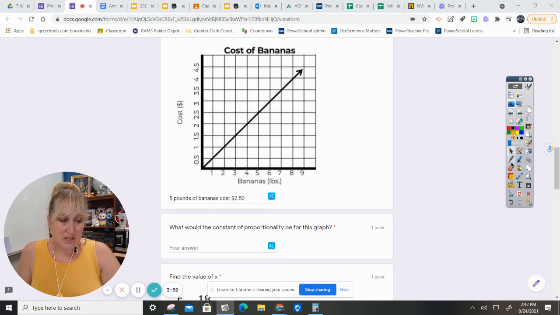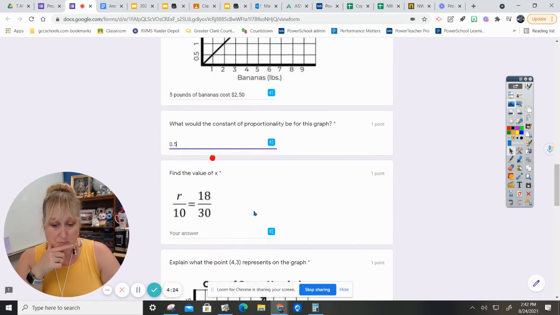Now, we've covered this, but we're covering it more. This is one that's supposed to be easy. We look for the 1. See the 1 right here in the x? Where does it cross? It crosses at 50 cents. So the constant of proportionality for this graph would be 0.5, 50 cents, because that 1 crosses there.